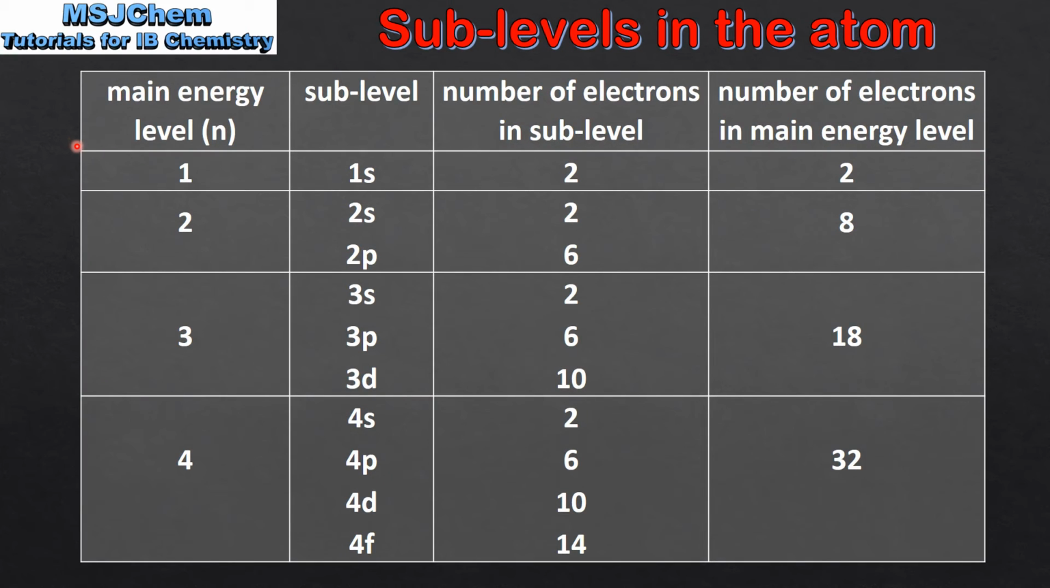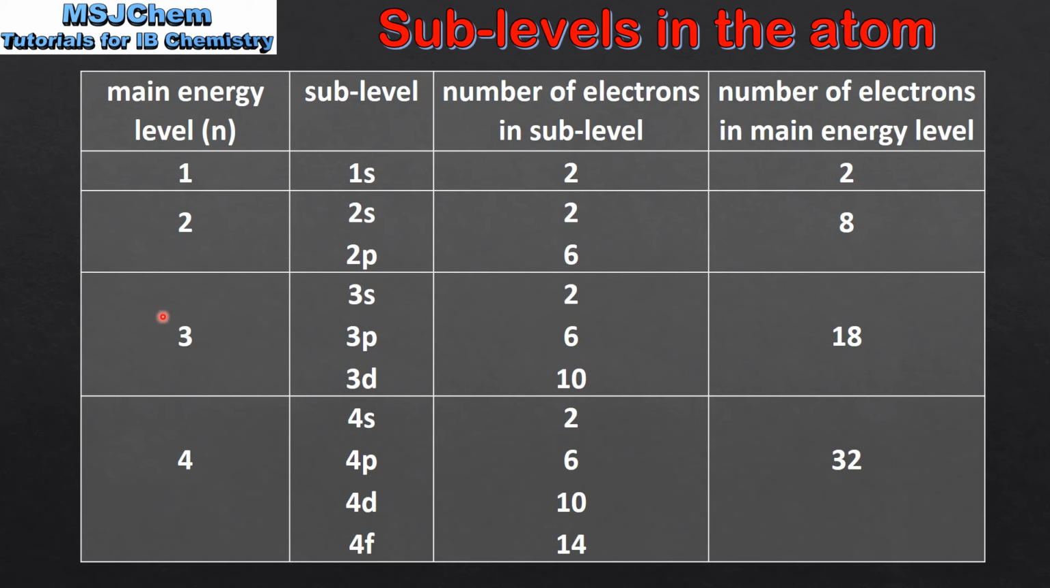And finally, we look at how many electrons can be found in each main energy level. Starting with n equals 1, which has a 1s sublevel, which can hold 2 electrons, for a total of 2 electrons in the n equals 1 energy level. Next, n equals 2, which has a 2s and a 2p sublevel. The 2s sublevel can hold 2 electrons, and the 2p sublevel can hold 6 electrons, for a total of 8 electrons in the second main energy level.